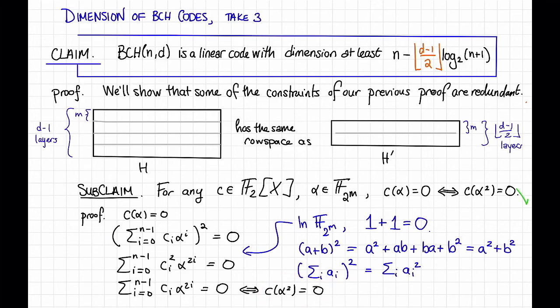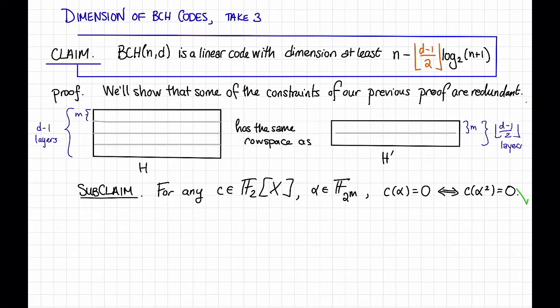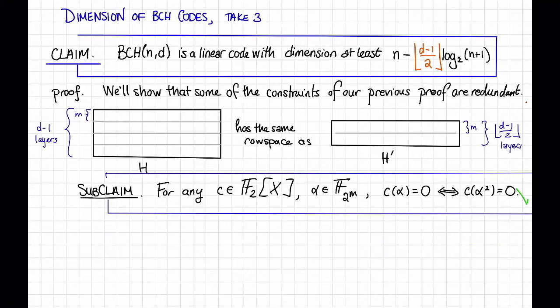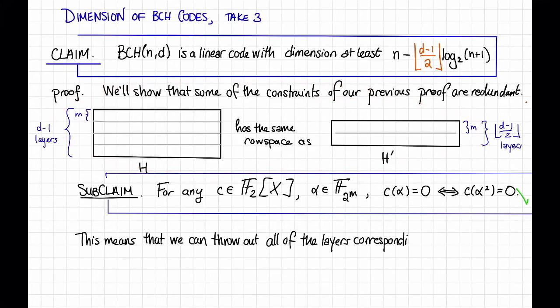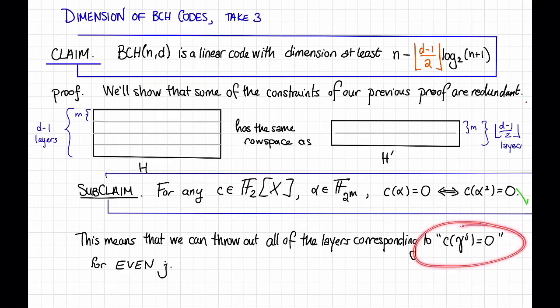Okay, now I'm going to erase the proof so that we can use the subclaim. I claim that this subclaim allows us to enact this intuition. It shows us that we can throw out half of the rows. In particular, this means we can throw out all of the layers corresponding to c of gamma to the j equals 0 for even j.